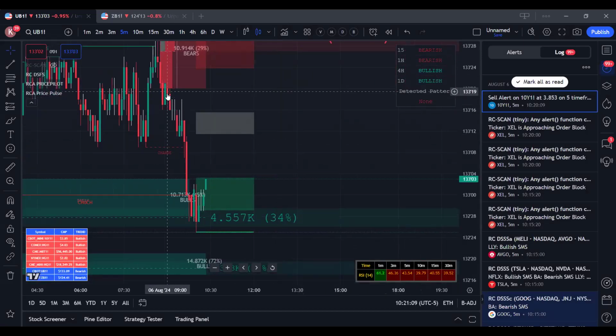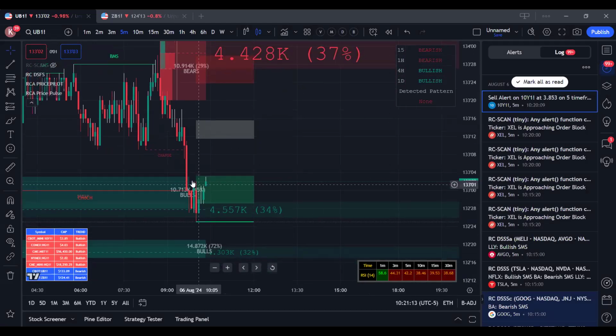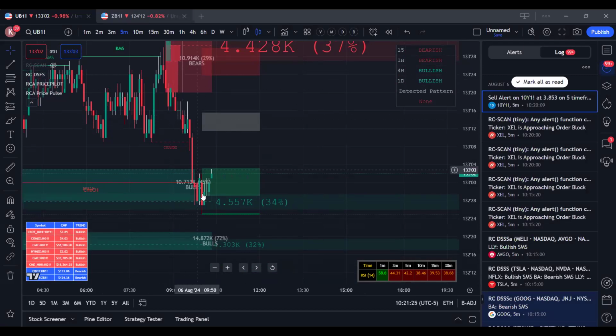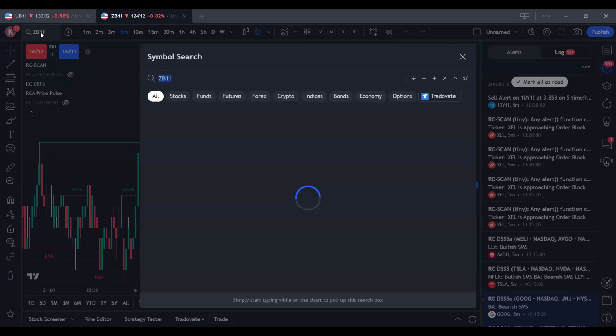So now UB came down, started moving up. So we can actually add UB now. So the ZB will move into profits and UB will move into more profits. Overall it is bullish, came to the bottom. There is a big buy order block. So yeah, I'm adding UB also.